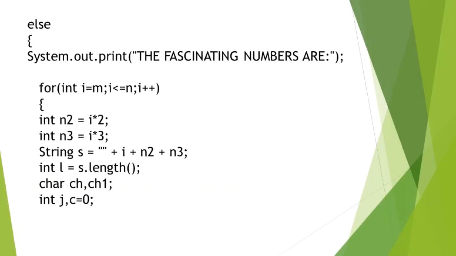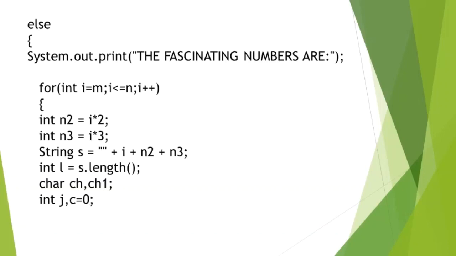For i = m, it goes till n, i++. n2 and n3 are two variables declared in which we will be multiplying the value of i with 2 and 3. And a string variable s has been taken in which we are appending i with n2 and n3. So this is the whole number which is taken after concatenating i with n2 and n3. So in L we are storing s.length().